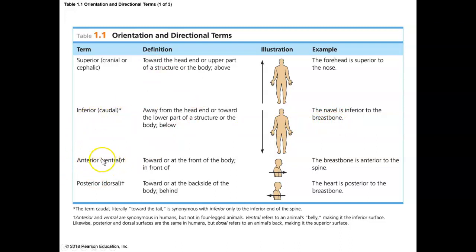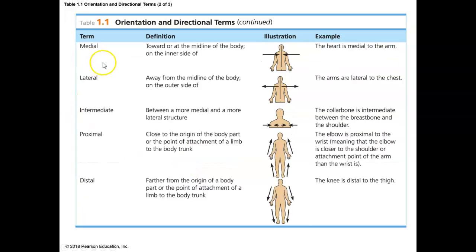Anterior and ventral, I use those interchangeably, towards the front of the body. The breastbone is anterior to the spine. Posterior or dorsal, I also use those two interchangeably, towards the back side of the body. So the heart is posterior to the breastbone. Medial means towards the midline of the body. The heart is medial to the arms. Lateral, away from the midline of the body. So the arms are lateral to the heart, or the chest.